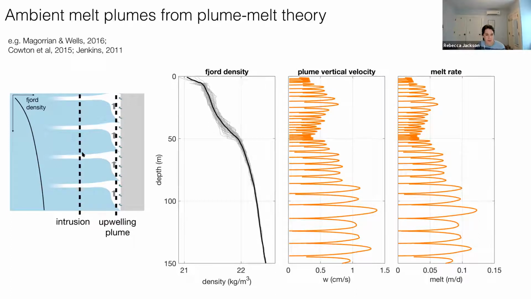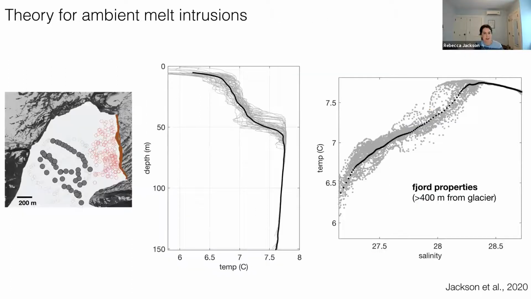And then you can also look at theory to ask, what would the intrusion look like as it exits into the fjord? For that, I'm going to plot now depth versus temperature and temperature versus salinity. And again, these gray dots or gray lines are profiles made about 1 kilometer from the glacier.